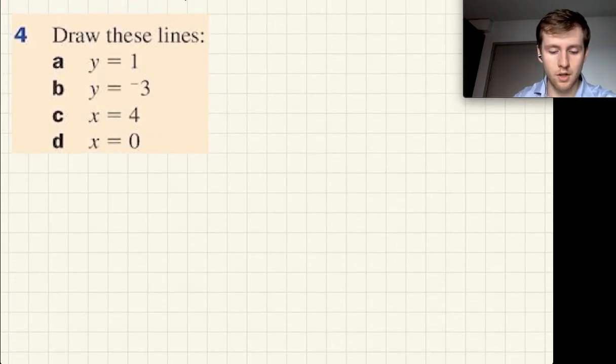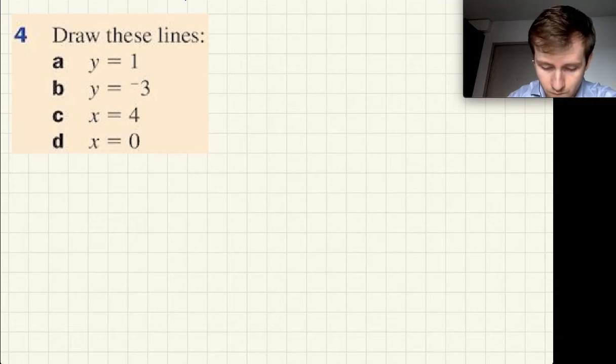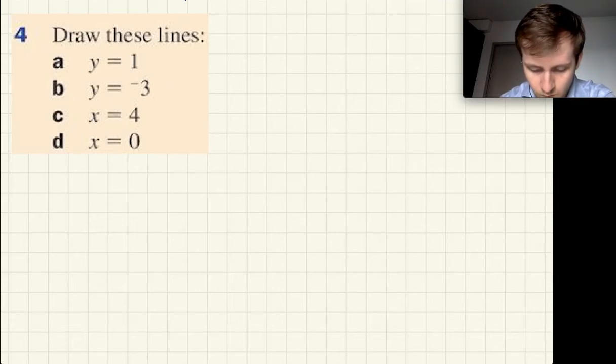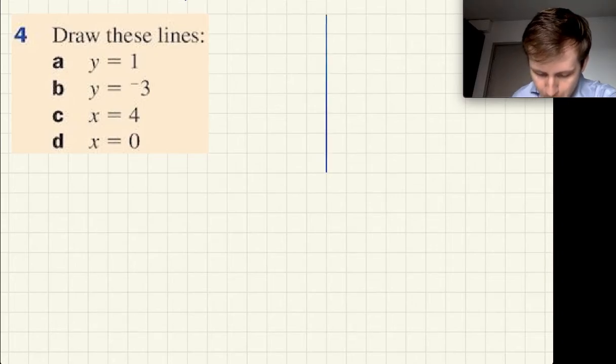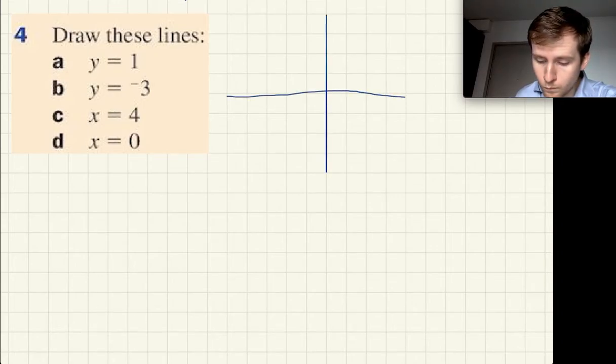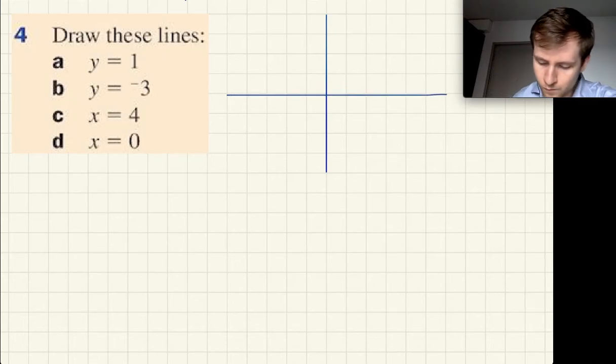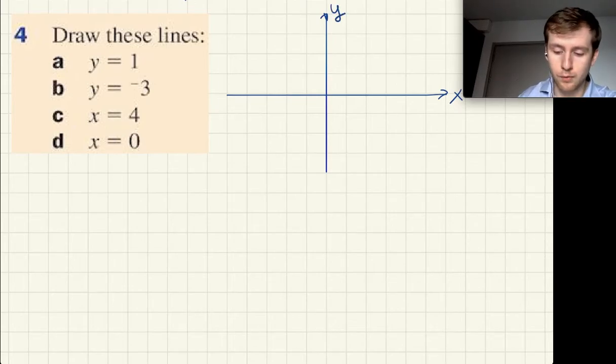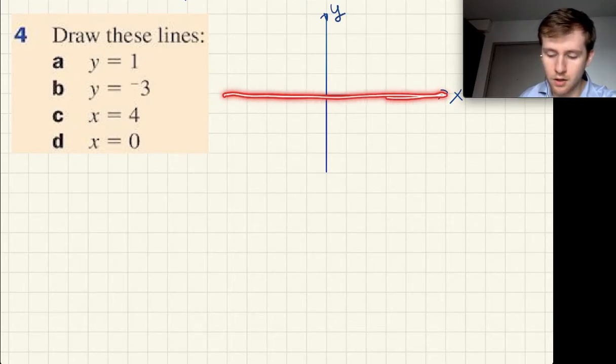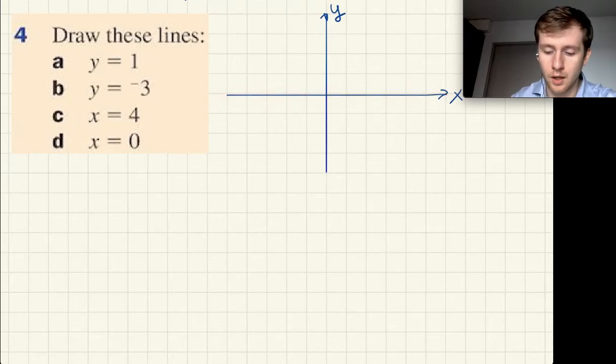Draw these lines. The first line is y equals 1. I think we can do all of them on just one graph, on one system of coordinates. We'll just draw it here. Remember, x is the horizontal axis and y is the vertical axis. Let's put some labels on them.